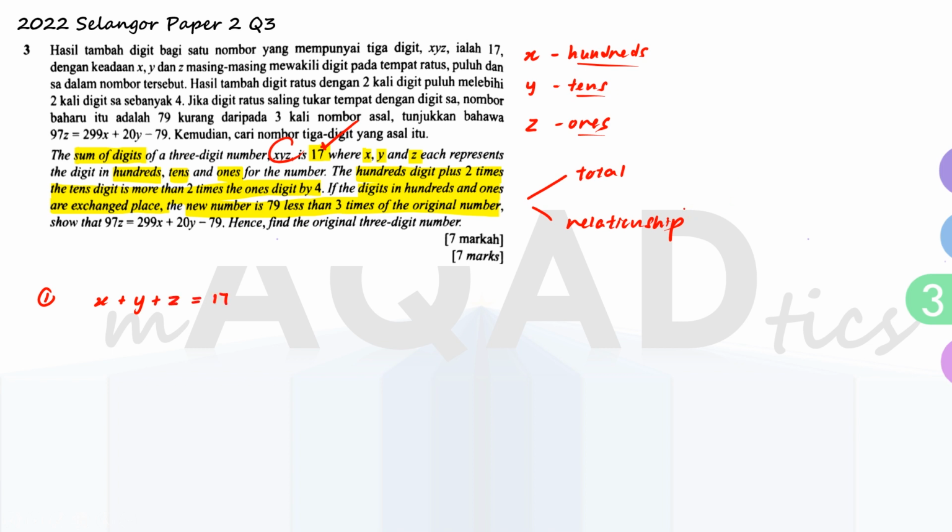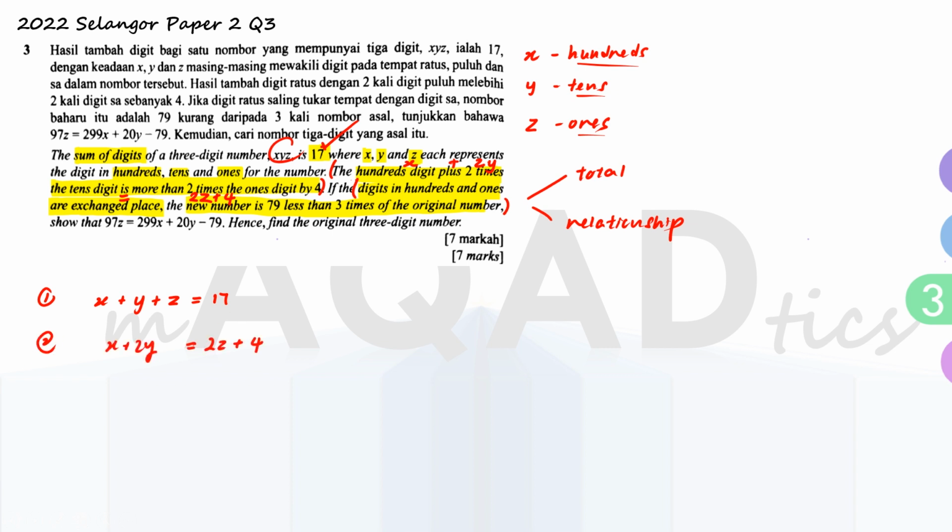And we have two sentences to describe the relationship, which is these two. So the 100 digit, which is x, plus 2 times the 10 digit, which is y, is more than 2 times. So the "is" I would translate to equal, and the 2 times the 1 digit would mean 2z. For the 4, I will add it here, because z is lesser compared to x plus 2y. So if I would write it into an equation, it would be.